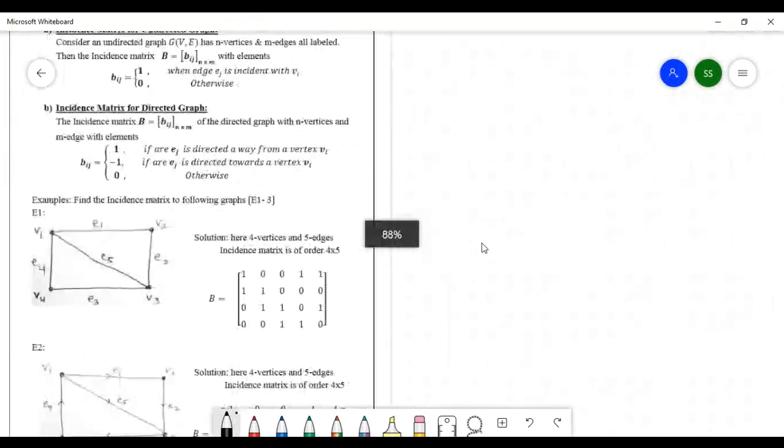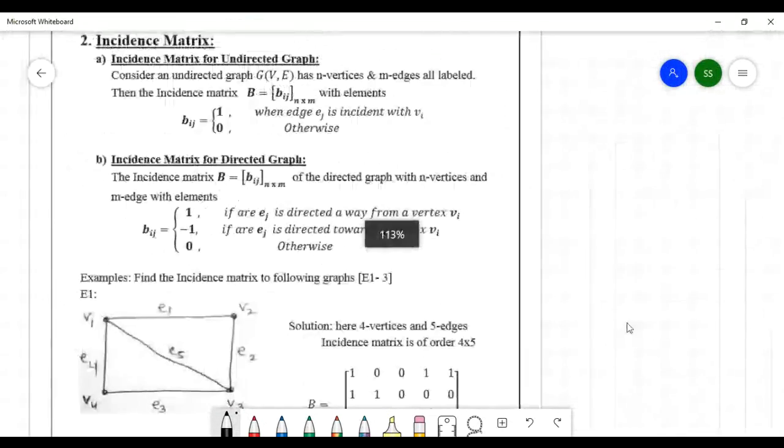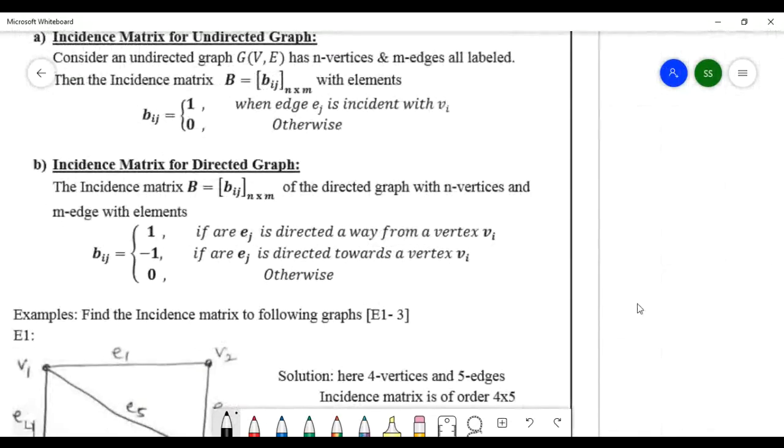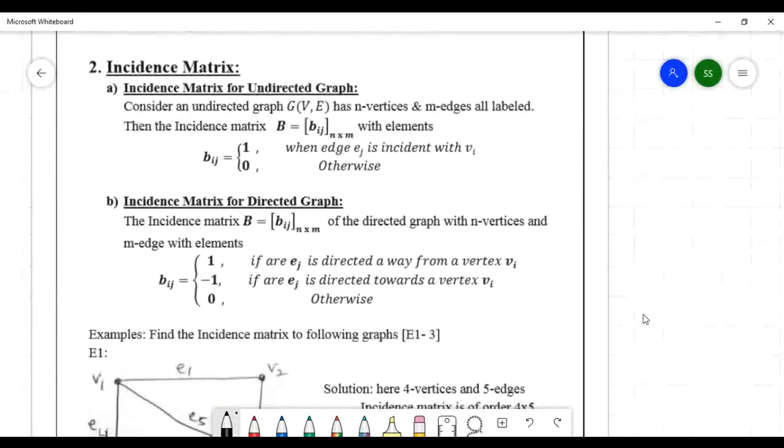Let me start from here today. Incidence matrix.